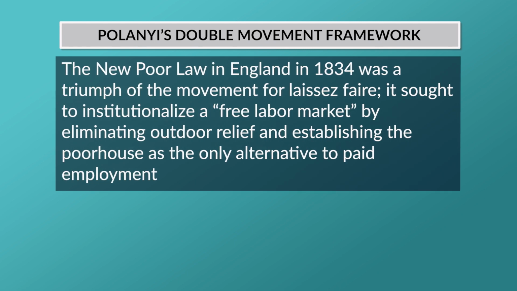The New Poor Law in England in 1834 was a triumph of the movement for laissez-faire. We already know that. It sought to institutionalize a free labor market by eliminating outdoor relief and establishing the poorhouse as the only alternative to paid employment. Polanyi's critical insight was that even those who insist that all they want is to allow markets to work depend upon state power and institutional structures to achieve these ends. The market cannot work without the state.